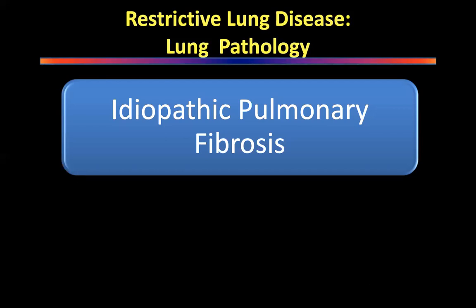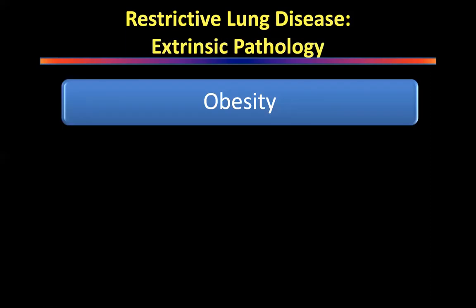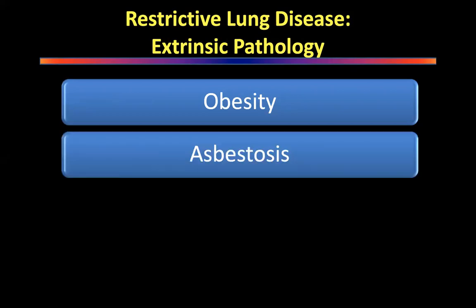So what are the lung pathologies that cause restrictive lung disease? Idiopathic pulmonary fibrosis and sarcoidosis. These are the important lung diseases which cause problems with the parenchyma of the lung rather than airway obstruction. You can also have restrictive lung disease because the outside is compressing the lung. The lung is not able to fully expand. So things like obesity, things like asbestosis, because your pleura is now contracted and the lung gets trapped in the pleura.